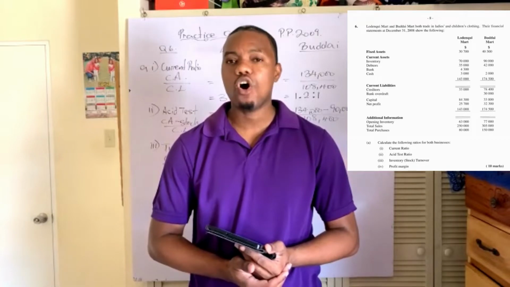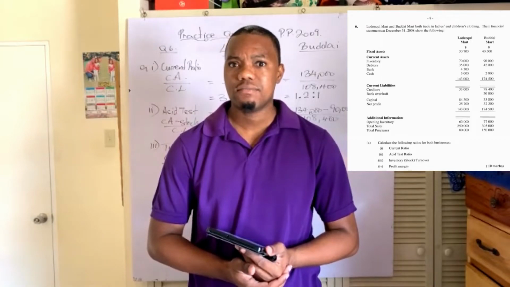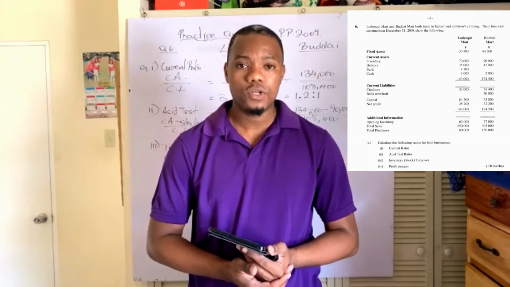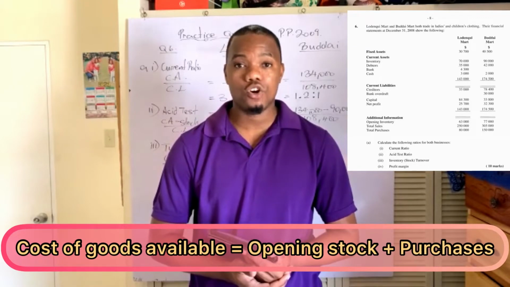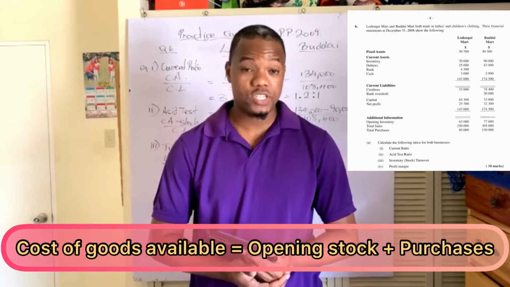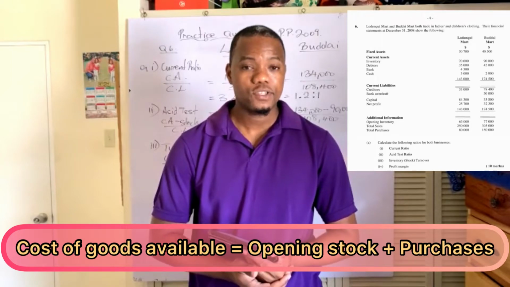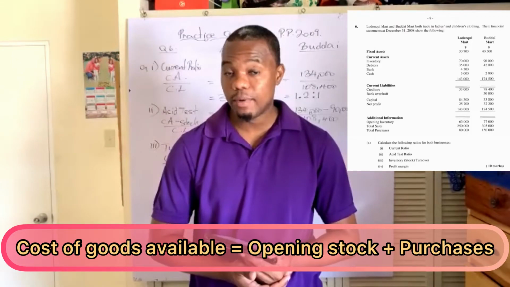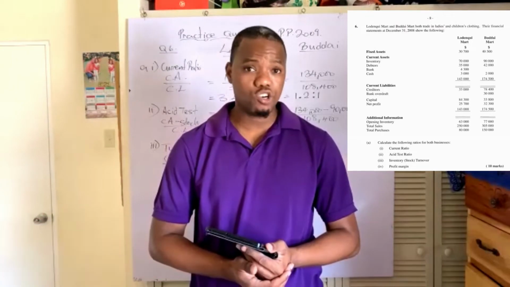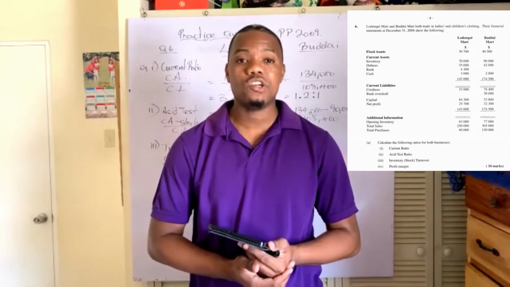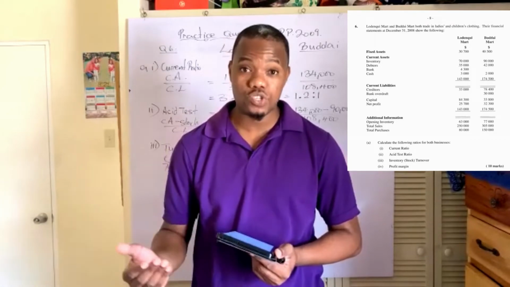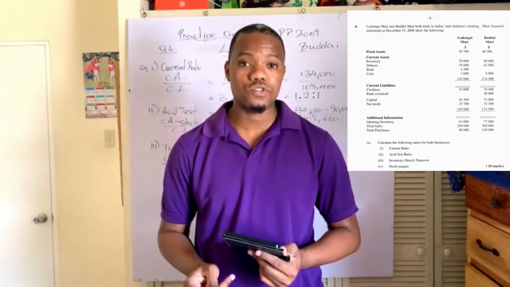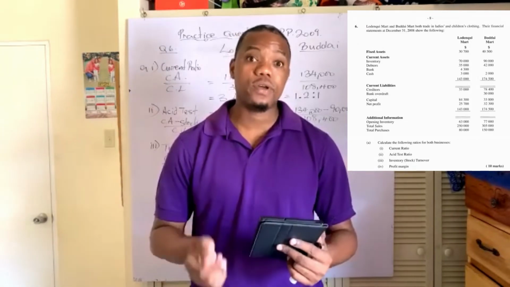You may ask, how do we get cost of goods available? Now, the cost of goods available is normally your opening stock plus your purchases. So your opening stock plus your purchases gives you the cost of goods available. And if you subtract your closing stock from that, you get your cost of sales or your cost of goods sold. All the information that we need to calculate cost of goods sold is right here in the question.